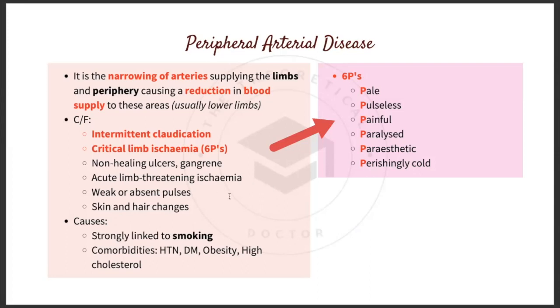Others to take note would be weak or absent pulses or skin and hair changes. It is strongly linked to smoking, and there are other comorbidities that can help contribute to this peripheral arterial disease. So the person may be having long-standing hypertension or diabetes mellitus or uncontrolled diabetes mellitus, obesity, or even high cholesterol.